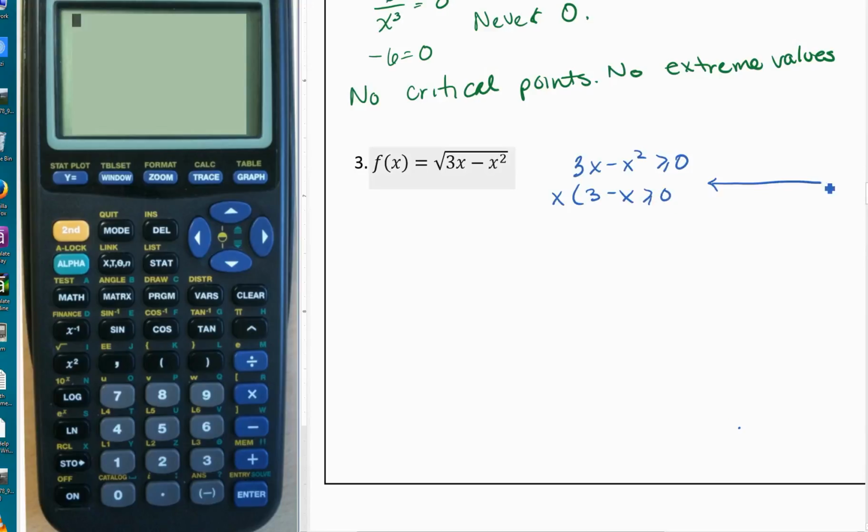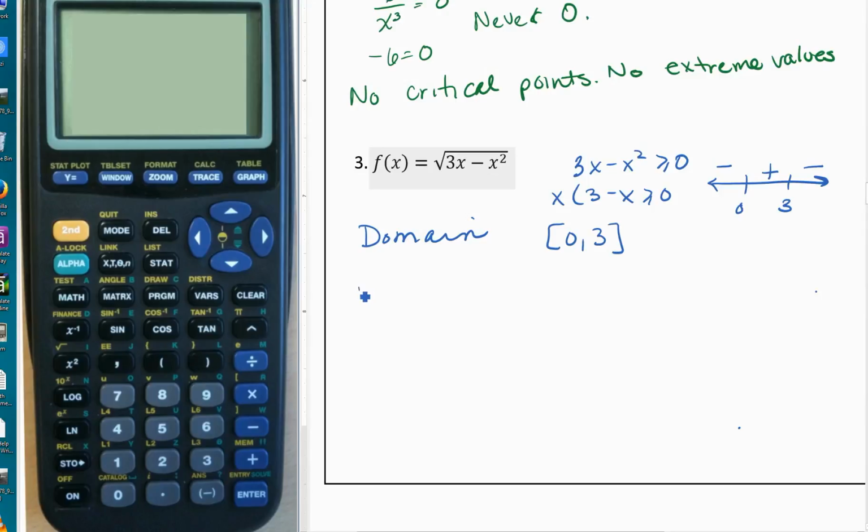So when you solve something like this, you make your sign diagram. So a 0 and 3. If we plug something like 1 in, we would have 2, which is greater than 0. If we plug in -1, we'd have -3 minus 1, which is negative. And if we plug something like 4 in, we'd have 12 minus 16, that would be negative. So the domain of our function here is from 0 to 3. So the only place where we could have critical values would be from 0 to 3.